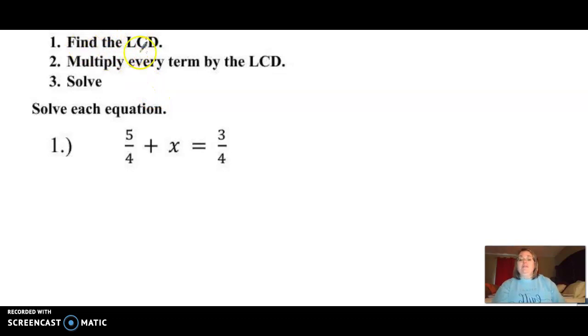So first we want to find the LCD, which, remember, is the least common denominator. Looking at all of our fractions, we have 5/4, we have x, and we have 3/4. Notice I have 2 denominators of 4, and the x doesn't really have a denominator, but remember it does because you can put it over 1. So if I wanted to find my common denominator, or my LCD, I would simply take my denominators and multiply them together, but remember we don't have to double the 4. The 4 is a denominator. So really, my least common denominator would be 4.